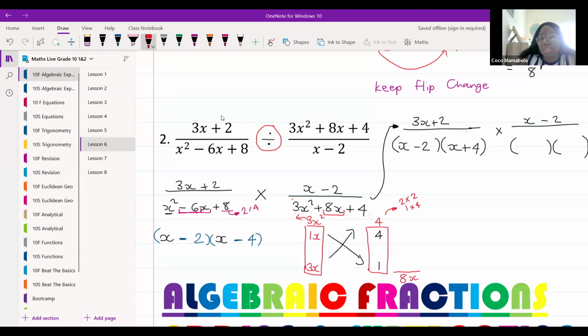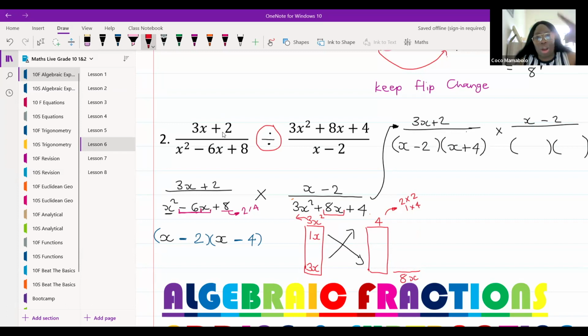I'm going to have 1x times x, that's going to give me 1x. And 3x times 4 is going to give me 12x. Now, 12x plus 1x is not going to give us 8x. So nope, that's not going to work. Those two are not going to work. Let's think of another number.